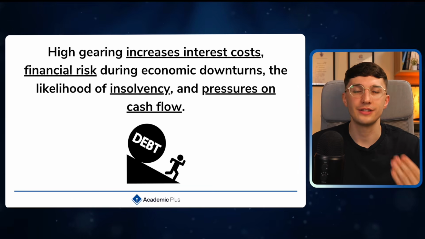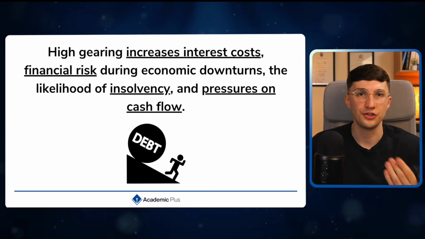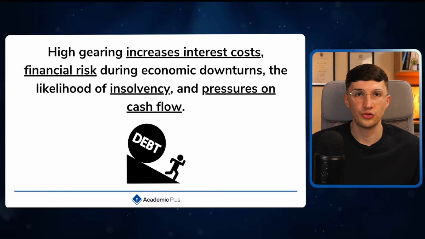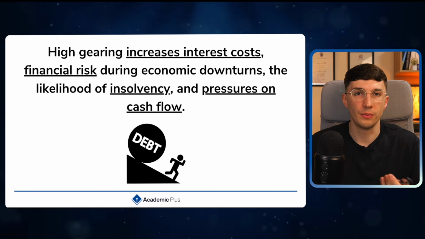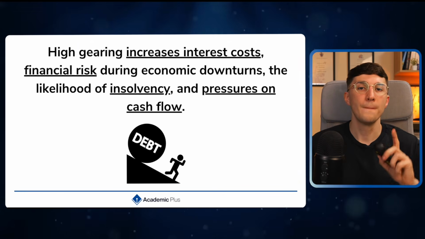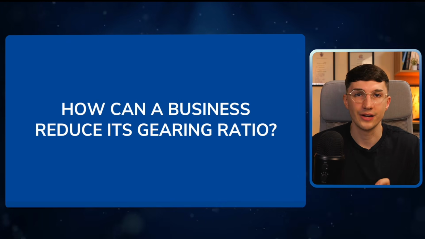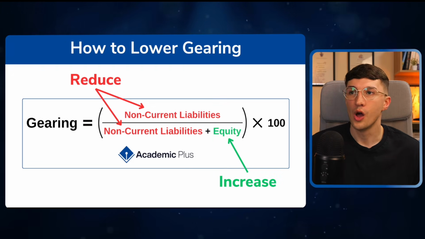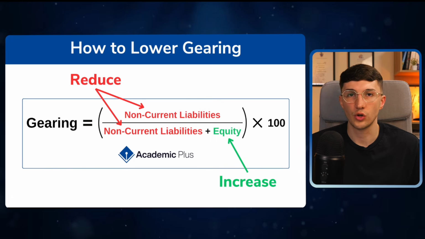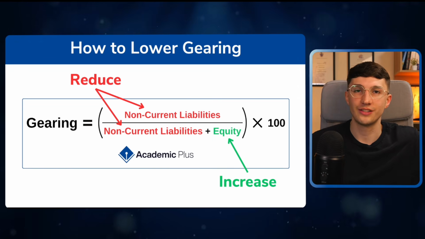As I said, some businesses may typically have a high gearing ratio. Think of the housing estate industry. Most of that is paid through long-term debt in the form of mortgages. But how could a business reduce their gearing ratio? Quite simple. We'd either want to reduce the amount of non-current liabilities or increase the amount of equity.